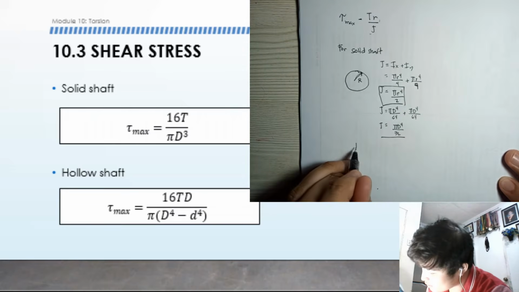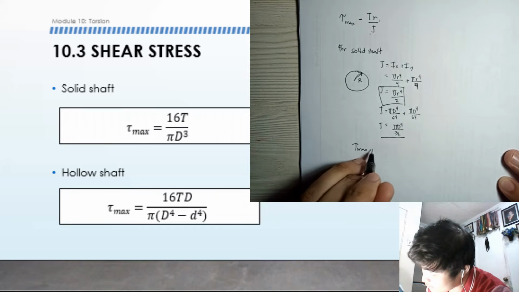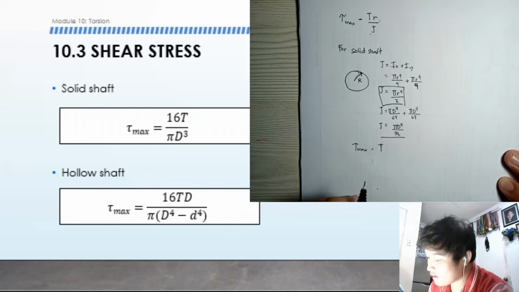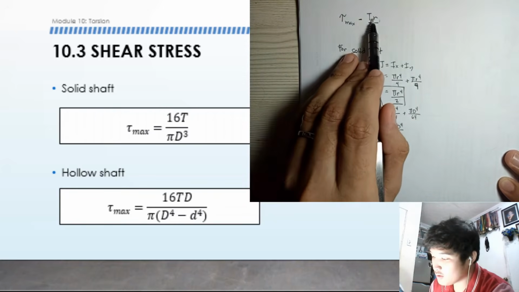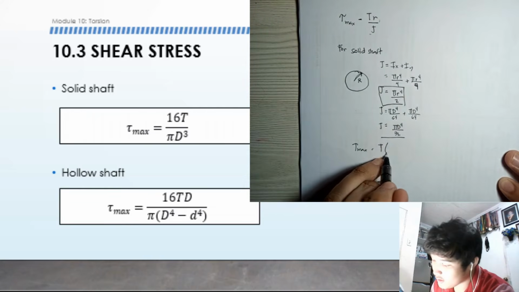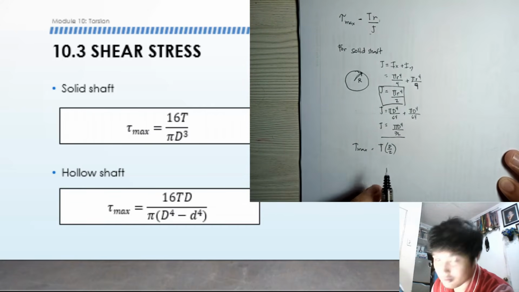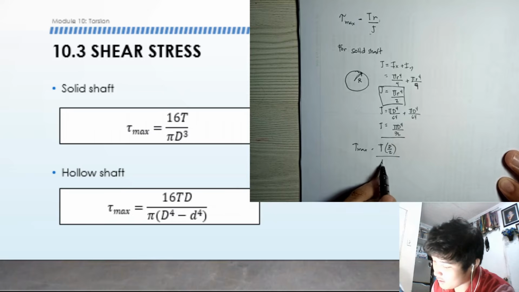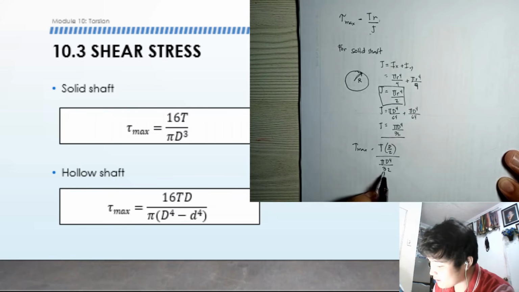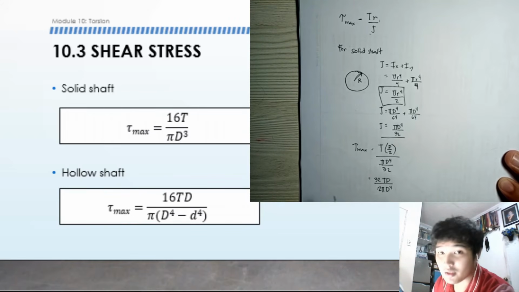So, ayan na. So, tau max is equal sa TR over J. Ngayon yung radius R, in terms of diameter, that is D over 2. Di ba? And then, yung J magiging pi D raised to 4 over 32. So, magtataas yung 32. So, magiging 32 TD and then over 2 pi D raised to 4.